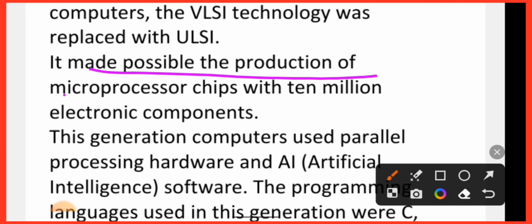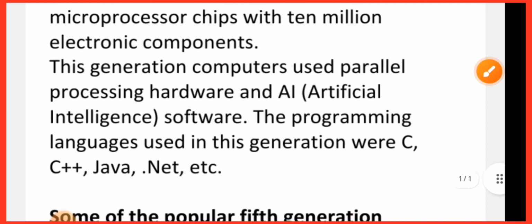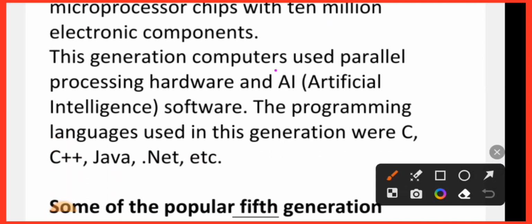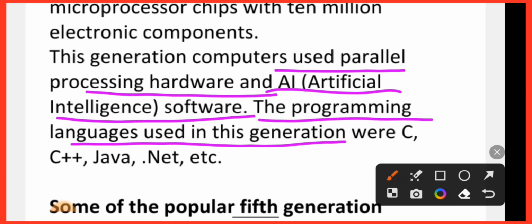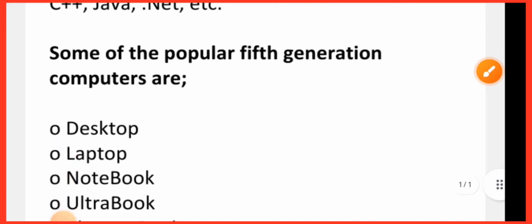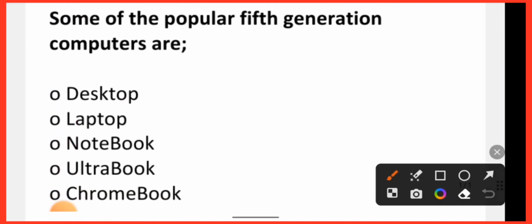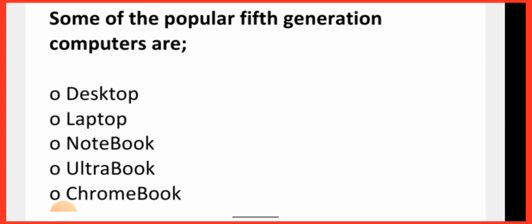It made possible the production of the microprocessor chip with 10 millions of electronic components. Okay, this generation computer used parallel processing hardware and artificial intelligence software, and the programming languages used in this generation were C, C++, Java, .NET, etc. Okay, so some of the examples that are given in front of you: desktop is the example of the fifth generation, laptop is also the example, notebook is also the example, and ultrabook and chromebook and macbook are also the examples of fifth generation.